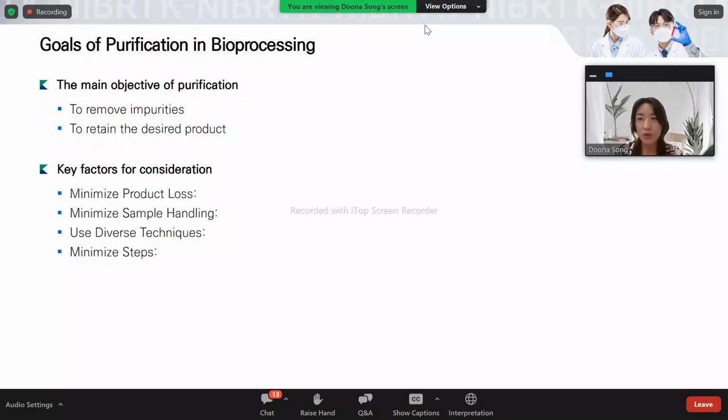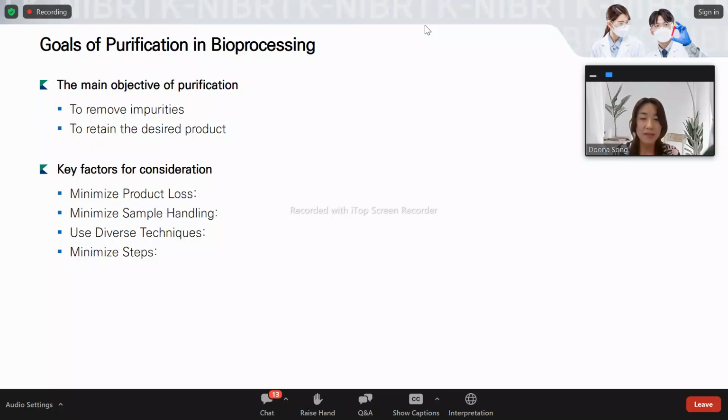Reducing sample volume quickly can reduce the burden on the next processing step. And third, use a different technique at each step. Each purification technique has different specificity and selectivity. So by using a combination of the techniques, we can selectively remove different types of impurities at each step. This ensures that the final product is high purity. And using different techniques helps eliminate contaminants more effectively.